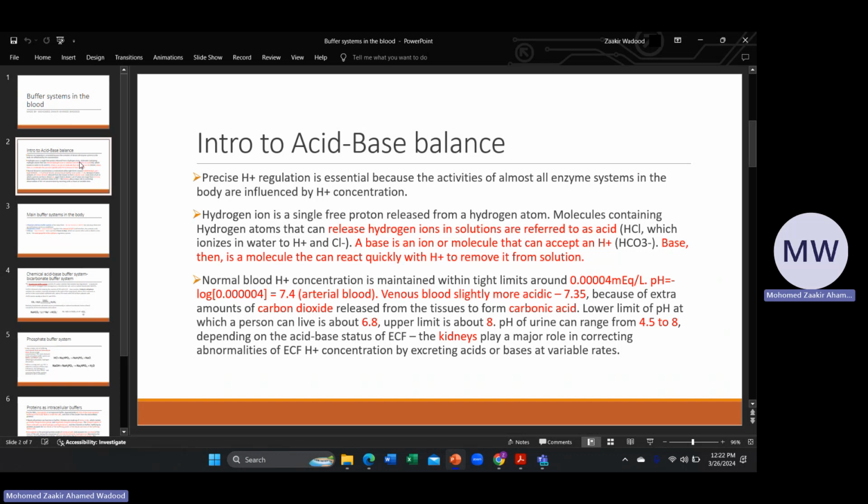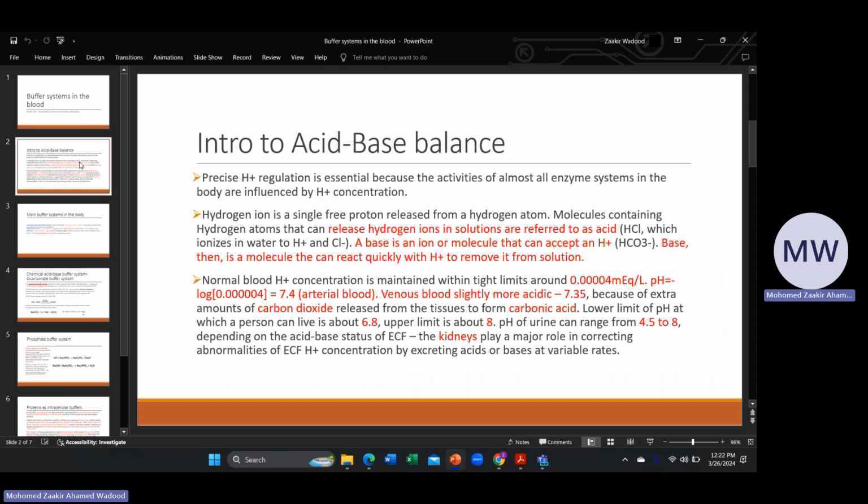And in this case, it's 4 times 10 to the negative sixth, or 4 micromoles, and slightly more acidic in the case of venous blood, around 7.35. This is owing to the fact that venous blood is, of course, as you know, less oxygenated and has more CO2 as well.